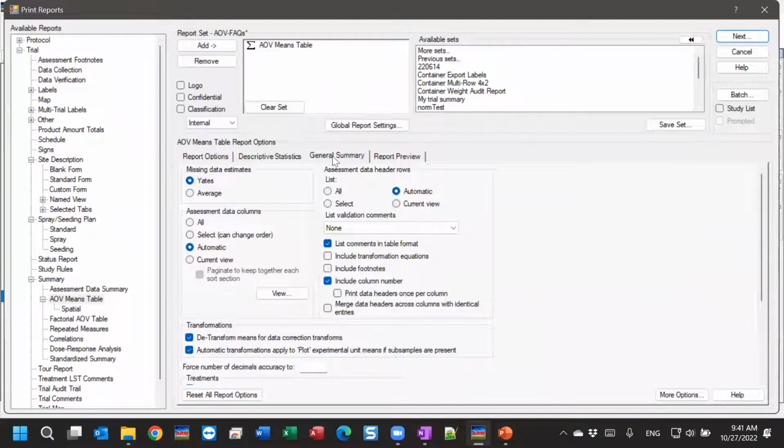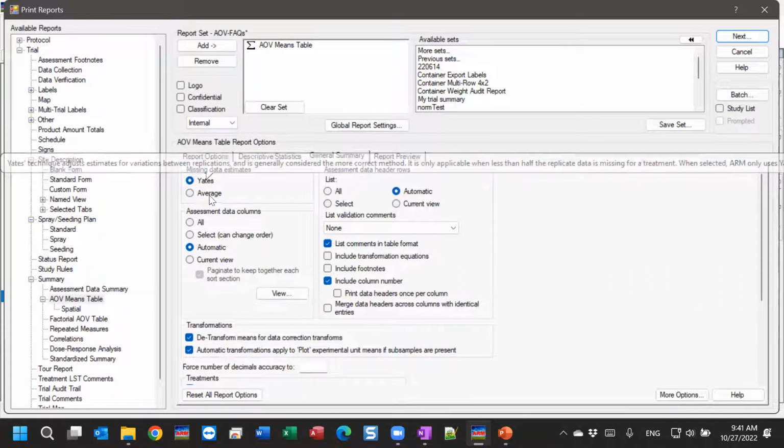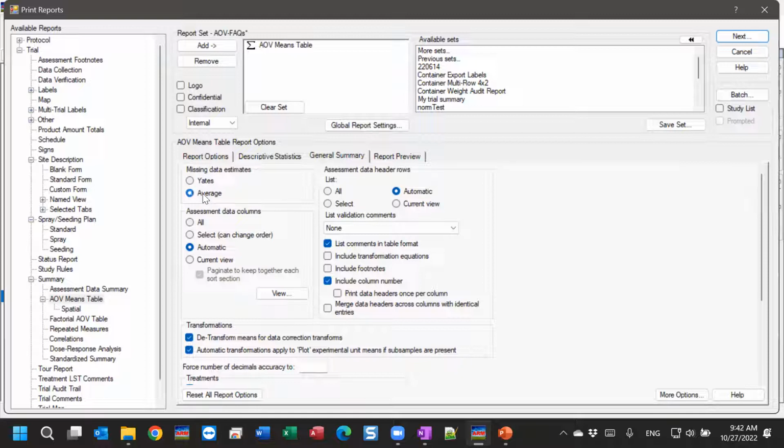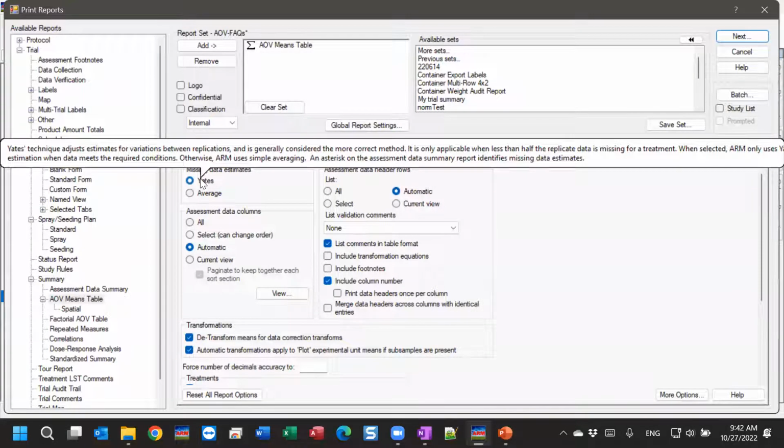So on the general summary tab, there's a missing data estimate. So you can choose whether we use the Yates correction or just take the average of all of the other existing treatment data from that treatment and have that be your missing data point. So if you had average, of course, then you would get the average you were always expecting. That'll end up being fine. But Yates has a little more involved, so you don't end up with that same average. There's a little more going on there because it's trying to account for variations and other replicates.